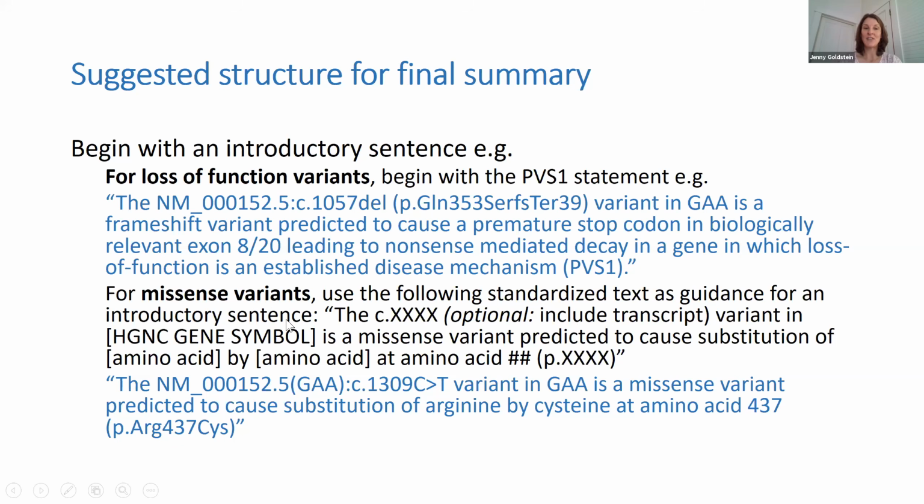For example, for missense changes, you would say c dot, whatever the change is. You can include the transcript if you want. Variant in whichever gene is a missense variant predicted to cause substitution of whatever at amino acid number. The example here for GAA is that this particular variant in GAA is a missense variant predicted to cause substitution of arginine by cysteine at amino acid 437, and then giving the p dot. So pretty straightforward. That would be your first sentence.